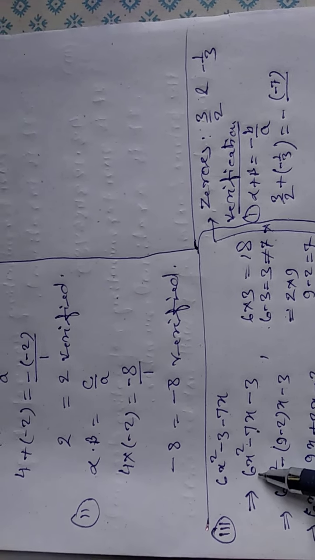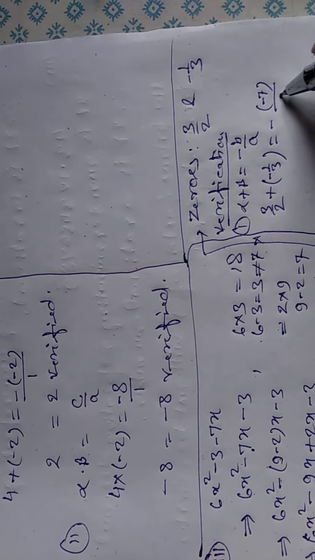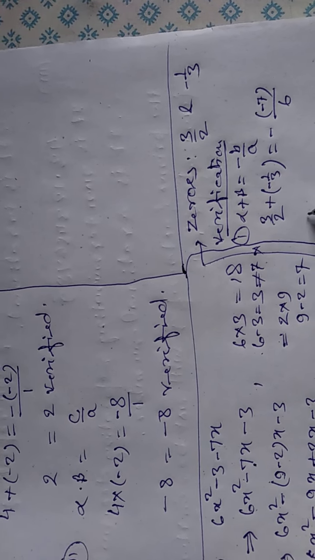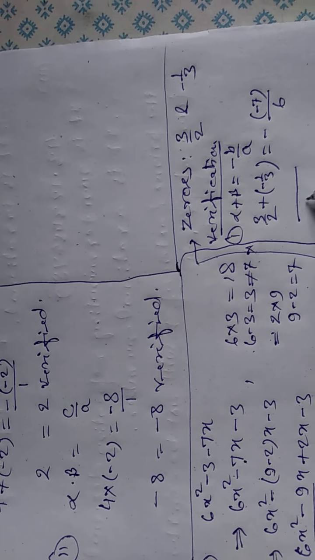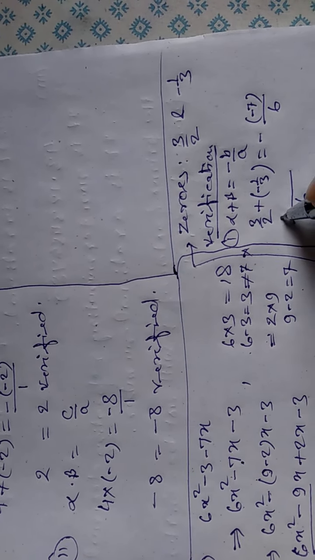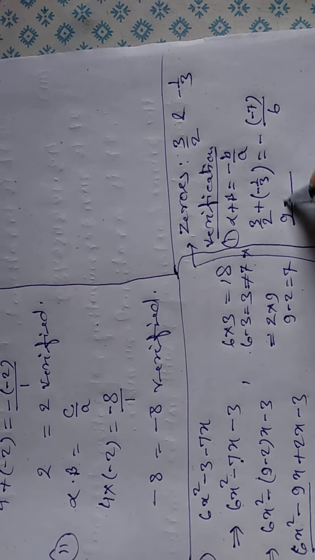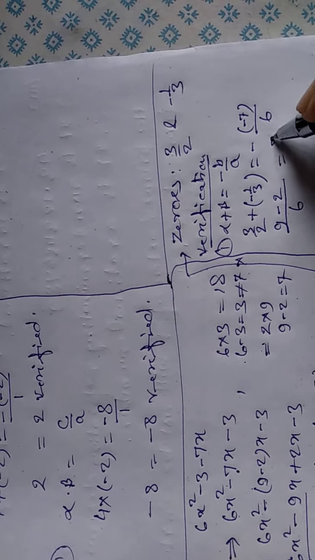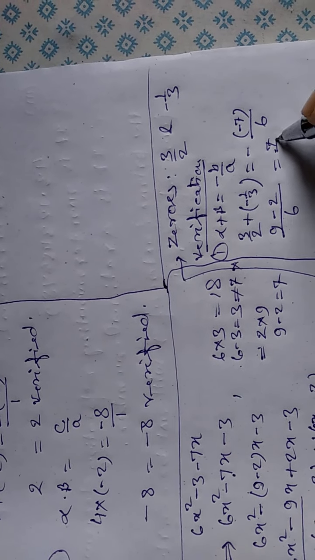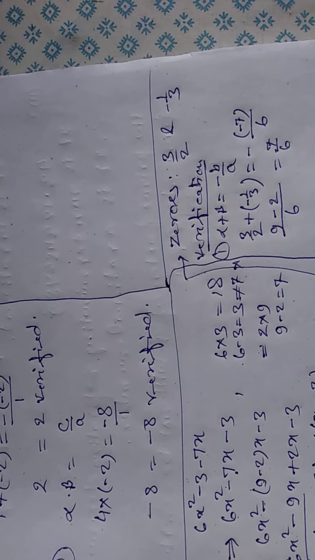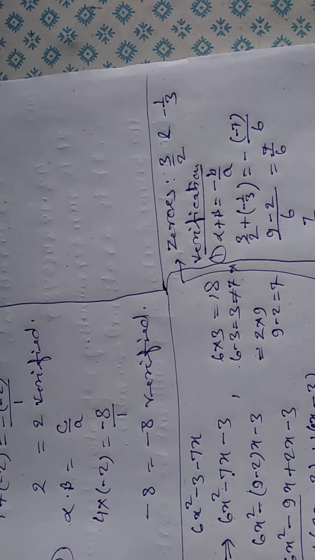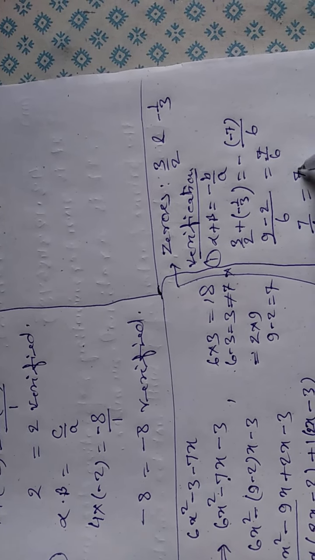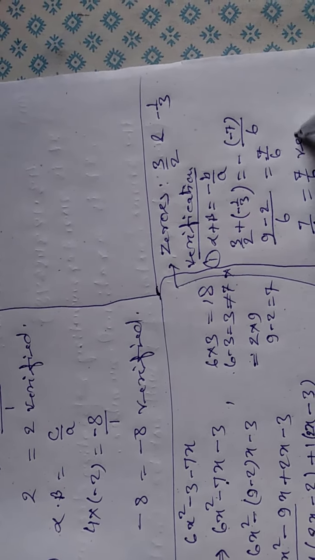What is a? The coefficient of x square, that is 6. Now solve these two with the LCM. 2 threes are 6, 3 threes are 9, plus into minus is minus, 2 ones are 2. It is minus minus plus 7 by 6. 9 minus 2 is 7 by 6, it is equal to 7 by 6. Verified.